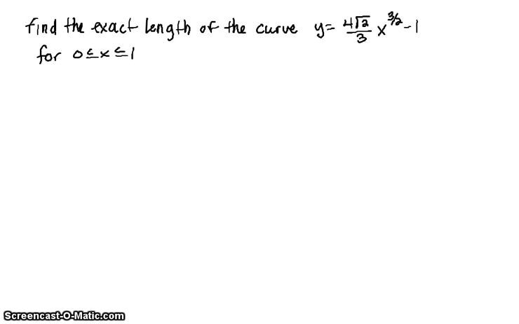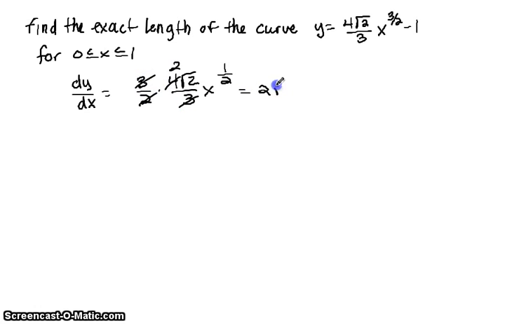Let's find the exact length of the curve y equals 4 times the square root of 2 over 3 times x to the 3 halves power minus 1 from 0 to 1. So we want to start by thinking about taking our derivative of y. So dy dx is going to be equal to, we drop our 3 halves, we have our 4 radical 2 over 3 x, this is going to become a 1 half. The derivative of that negative 1 is 0, so we can simplify a few things here, and we're going to get 2 radical 2 x to the 1 half power for our derivative.